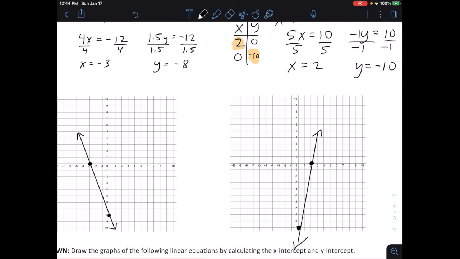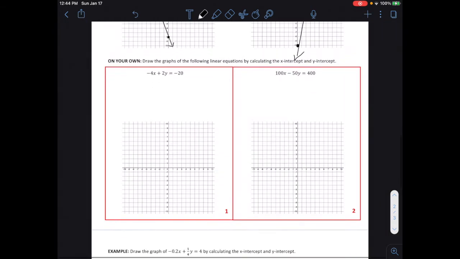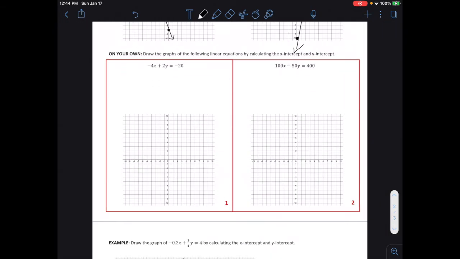All right. So you got a couple to do on your own. So do these 2 on your own. And when you're done with those 2, you can start the video again and we'll go through an example that, oh goodness, has decimals and fractions in it.